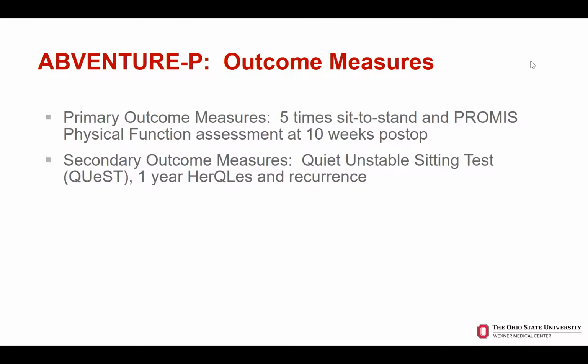The primary outcome measure is what's called the 5 times sit to stand, and I'll show you what that looks like. And also the PROMIS physical function assessment at 10 weeks. Secondary measures include something called a quiet unstable sitting test. This is the core stability test that Dr. Chowdhury had developed, and also the 1-year Hercules and recurrence assessments that we all know in the QC.